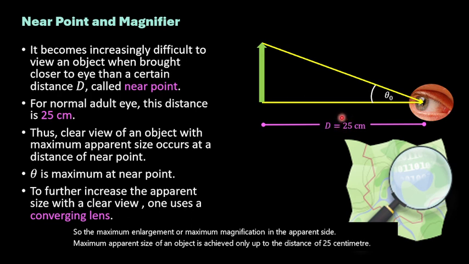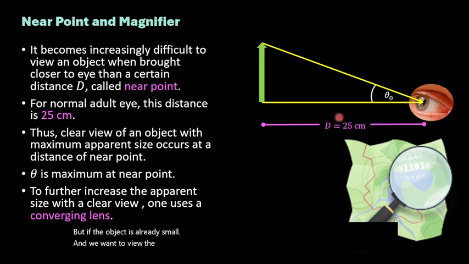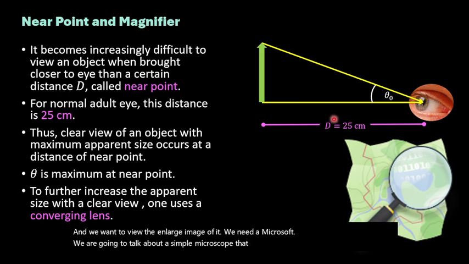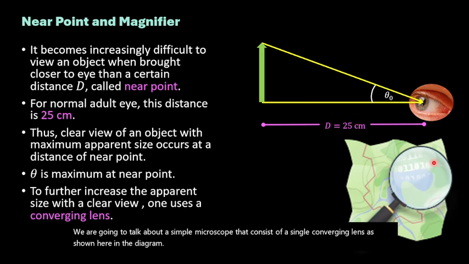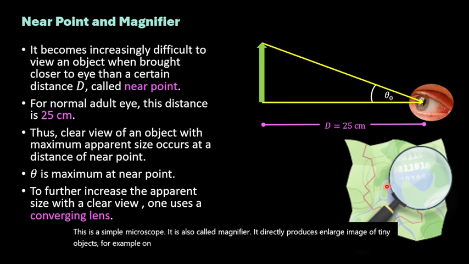But if the object is already small and we want to view the enlarged image of it, we need a microscope. We are going to talk about a simple microscope that consists of a single converging lens as shown here in the diagram. This is a simple microscope. It is also called a magnifier. It directly produces an enlarged image of tiny objects. For example, on a map, we can enlarge the images of tiny words and are able to read those tiny words on the map by using this magnifier.